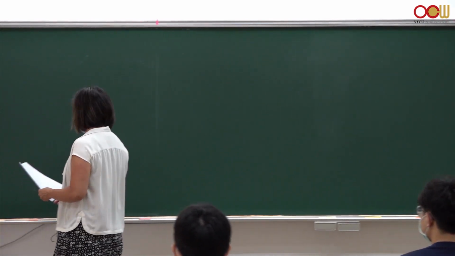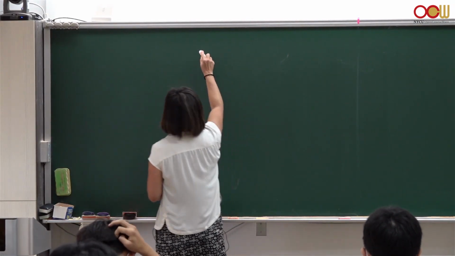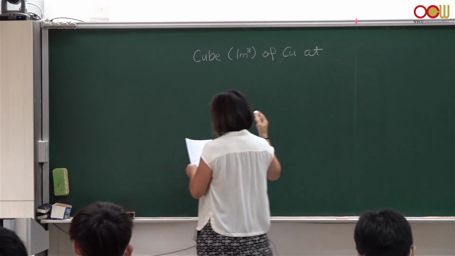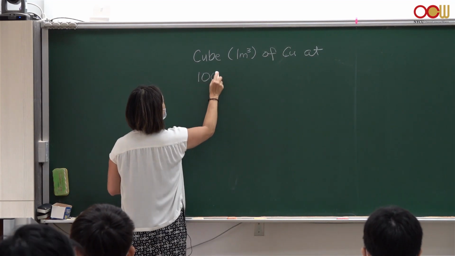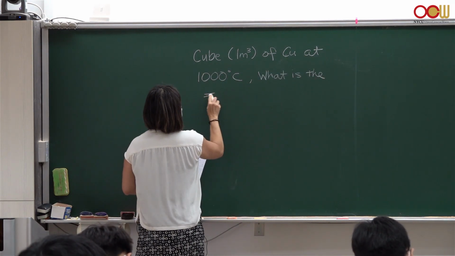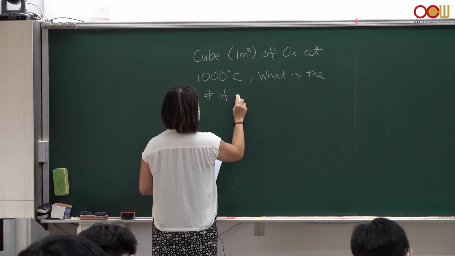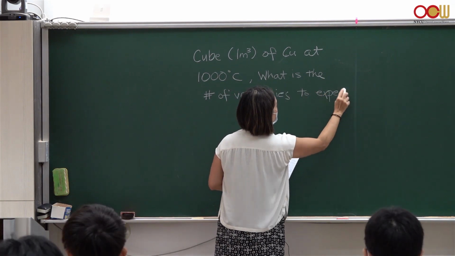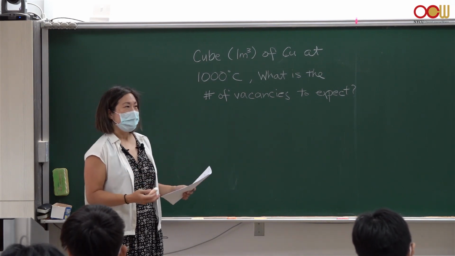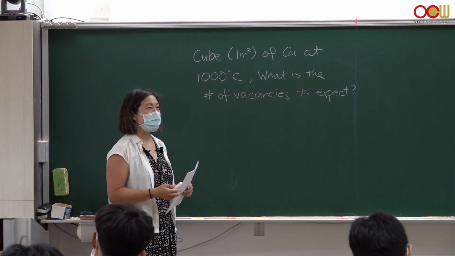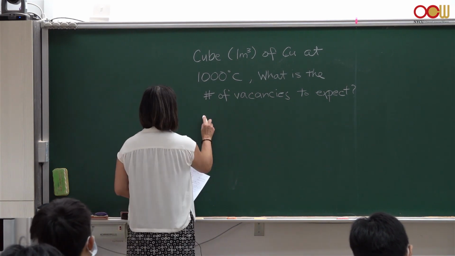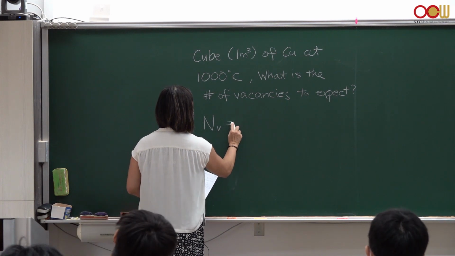So if you have a cube, 1 meter of copper, and you heat it to 1,000 degrees Celsius, what is the number of vacancies that you would expect to find? Okay, so you have a cube of copper. You need to find out how many vacancies you might have at 1,000 degrees Celsius. Remember this equation that we went over last time.